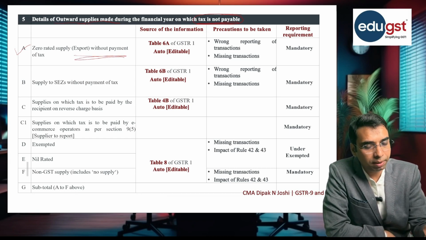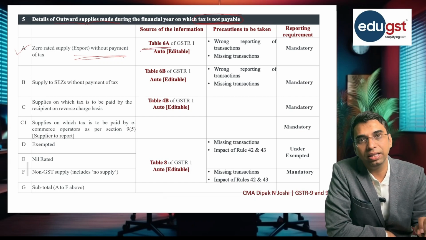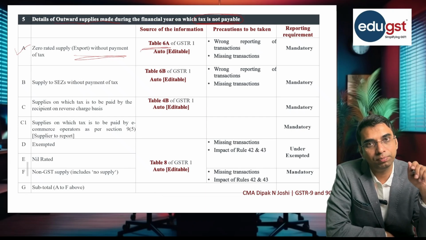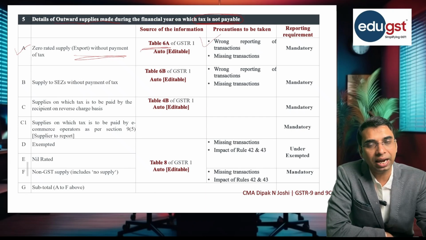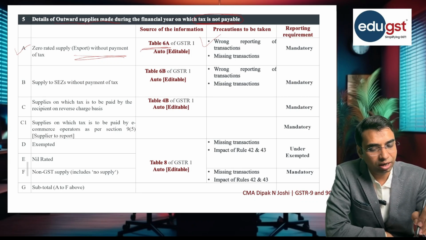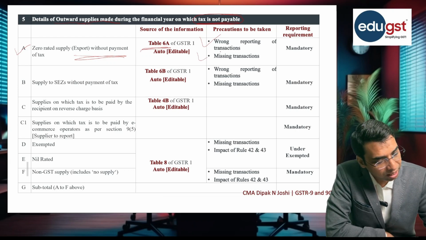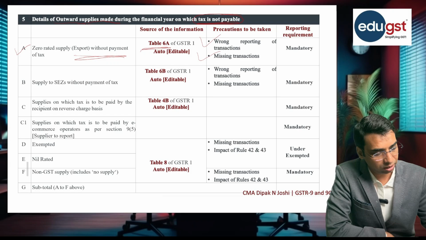Table number 6A again will be the source table for filing the information. Wrong reporting of transactions: अगर आपने with payment का tag लगाया था, without payment का tag लगाया था, तो that you can rectify here in table number 5A. अगर कुछ missing transaction है तो वो भी आप table number 5A में report कर सकते हो. Again, this is the mandatory table.